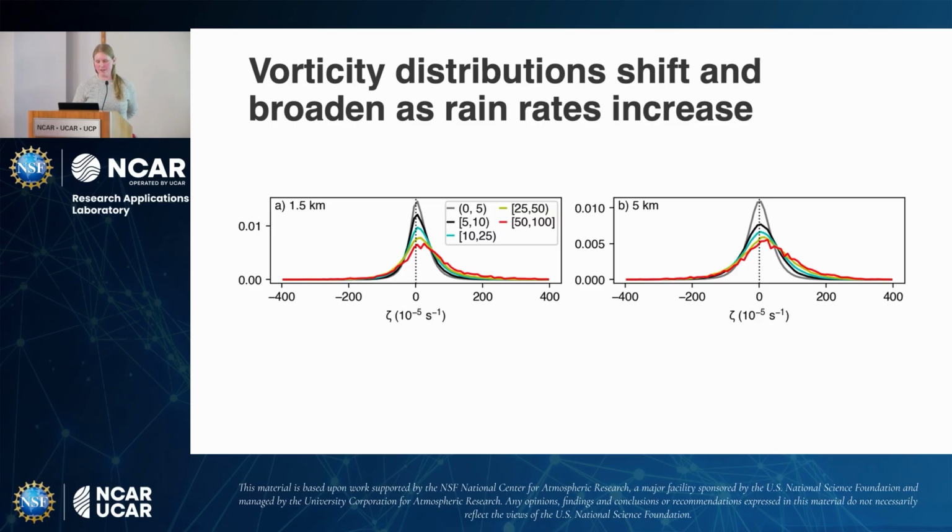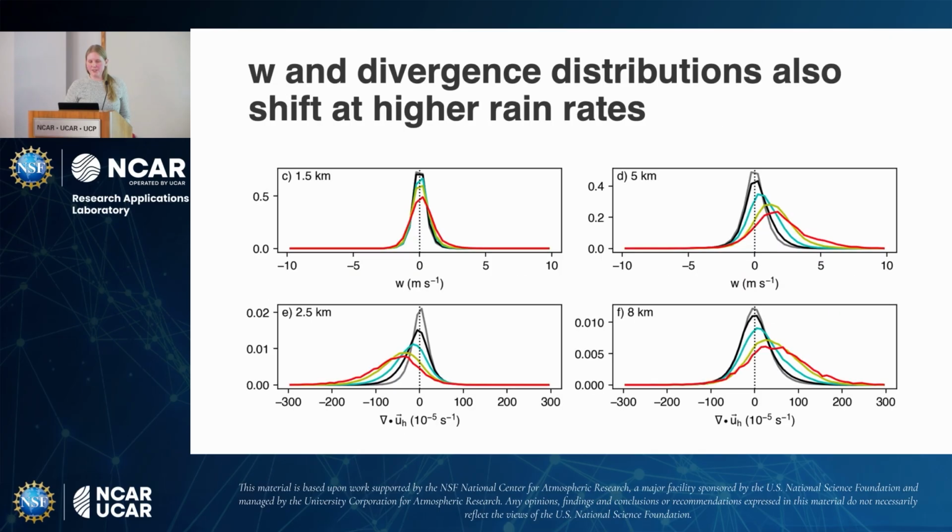And so we see at both levels, the vorticity distributions shift towards positive values and they broaden. So again, the practical impact of that is that stronger positive vorticity is more likely in heavily raining grid boxes than it is for lightly raining grid boxes. So again, they shift and they broaden. And thinking about the other dynamic variables, so here we have W on top, again at 1.5 kilometers on the left and 5 kilometers on the right.